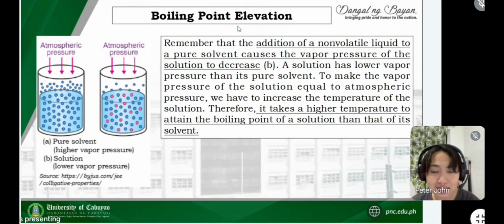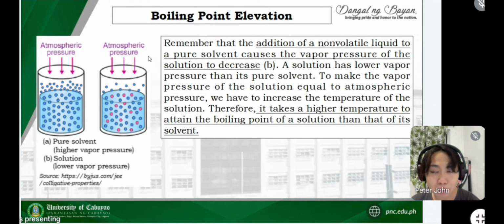So, that results in a higher boiling point. It is still connected with the concept of atmospheric pressure, at the same time with the heat application. So, that's all. We need more heat in order to attain a higher boiling point than that of its solvent.